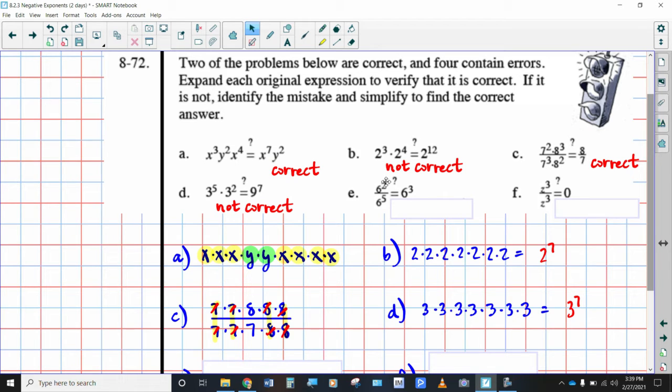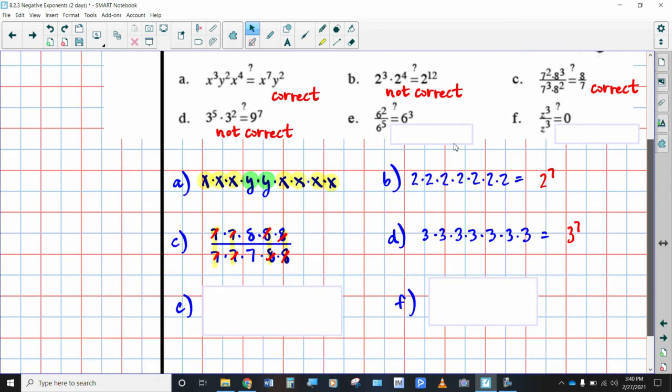All right, so 6 squared on the top and 6 to the 5th power on the bottom. So it looks like, is that 6 to the 3rd? Well, first thing, 6 to the 5th is greater than 6 to the 2nd. So this answer actually should be a fraction. It should not be a power like this.